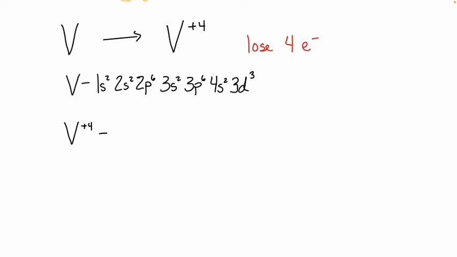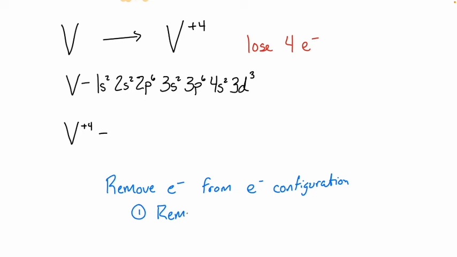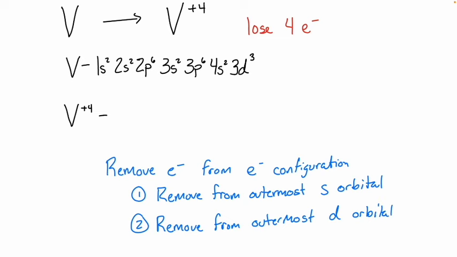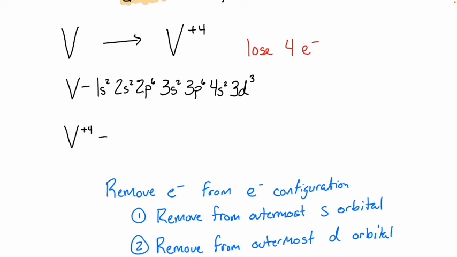All right, so when we're going to remove electrons from our electron configuration, we're going to first remove from the outermost s orbital. And if there's anything left over, then we're going to remove from the outermost d orbital. First of all, by outermost, I mean the largest, the ones that are listed at the end of our electron configuration here. These are the highest energy orbitals, the ones that are easiest to remove electrons from. We call those the valence orbitals.